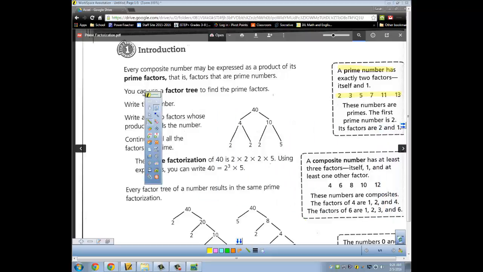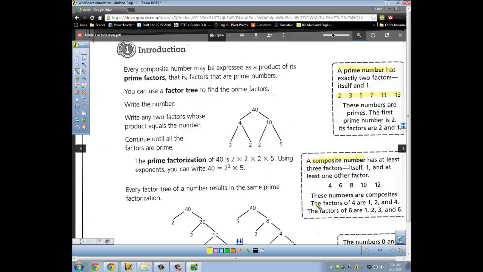You also have to know what a composite number is. A composite number is any number that's not prime. It's numbers that you can divide by stuff other than one and itself. So they give you some examples: 4, 6, 8, 10, 12. So 4 you can divide by 2, 6 you can divide by 2 and 3, 8's 2 and 4. So we see we can divide those by things other than just 1 and whatever the other number is.